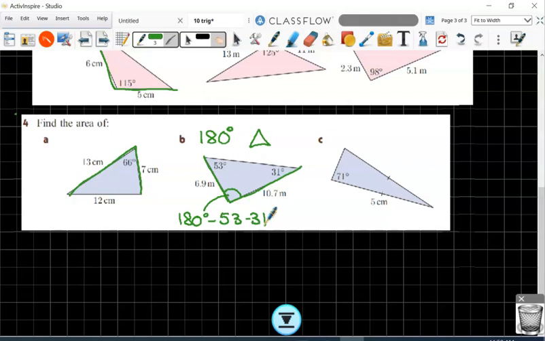And C, what's going on there? We've got 5, we've got 5. So these are my 2 lengths. But once again, I do not have my angle in the middle. Or do I? Pippa?